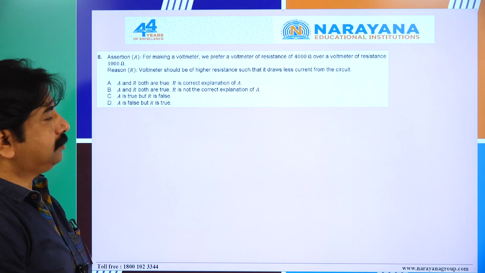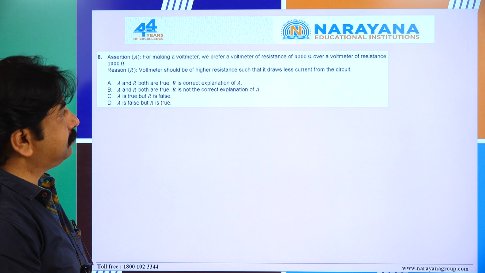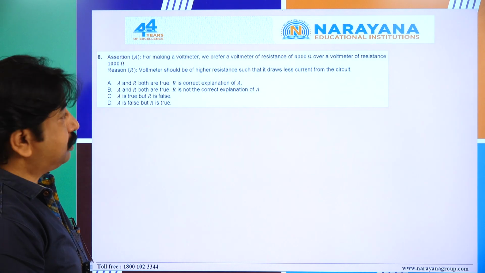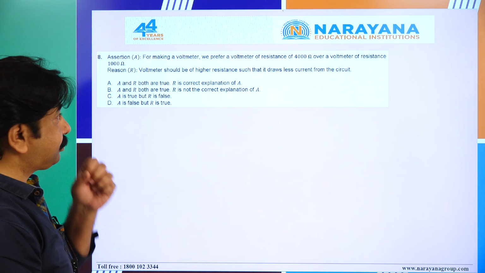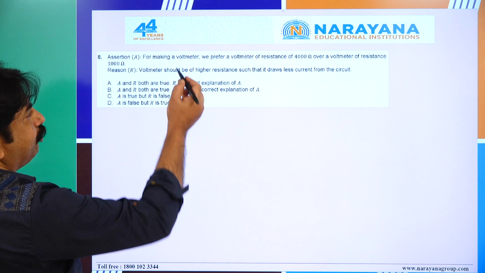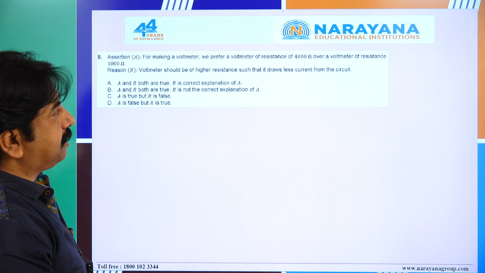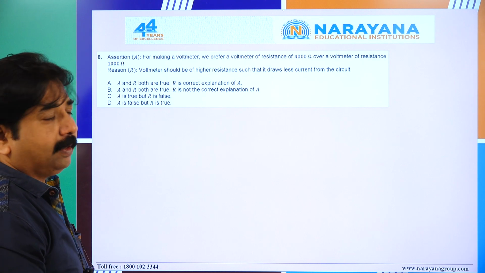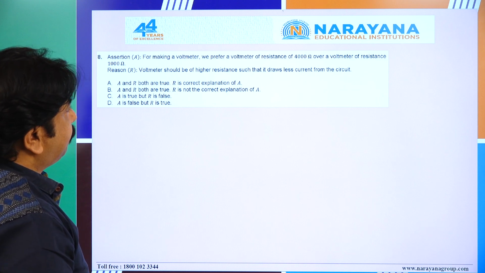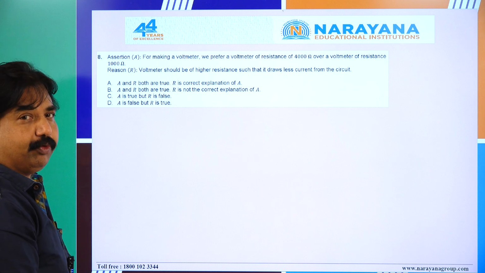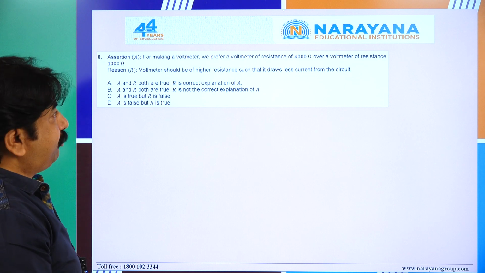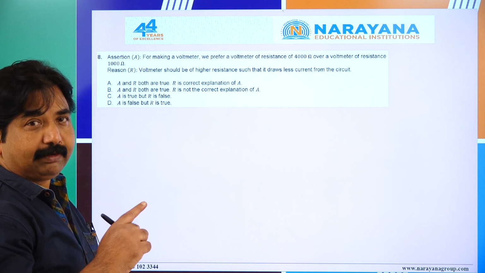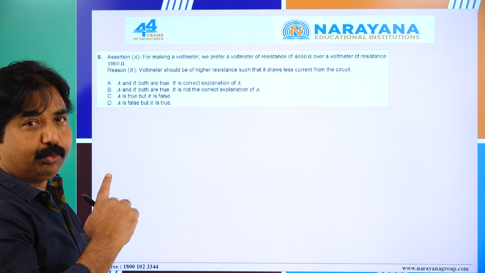8th one. It is purely an assertion reason question only. And moreover, there is one more question from current electricity. For making a voltmeter, we prefer a voltmeter of resistance 4000 ohm over a voltmeter of resistance 1000 ohm. Now, first of all, think about the voltmeter. Purpose of voltmeter is nothing but, by means of voltmeter, we can calculate the potential difference between 2 points in a circuit.